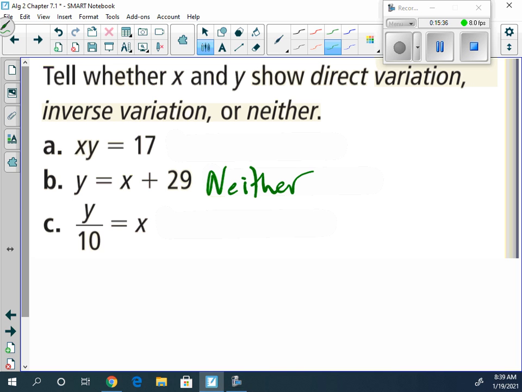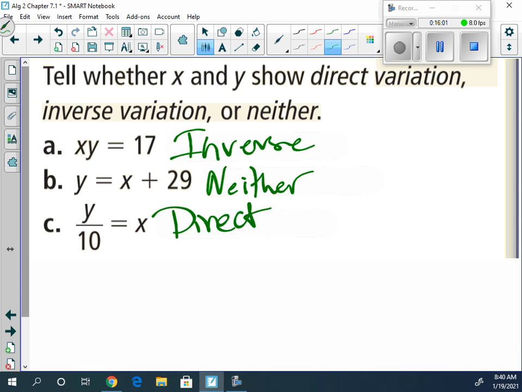It would be inverse. When they're inversely related, it works out that x times y, those two values multiplied together, will give us a constant. And lastly, C. It is direct.